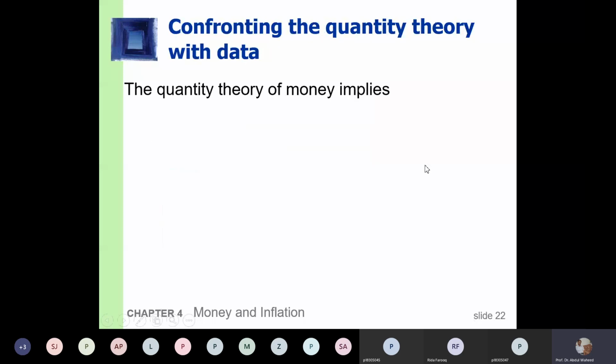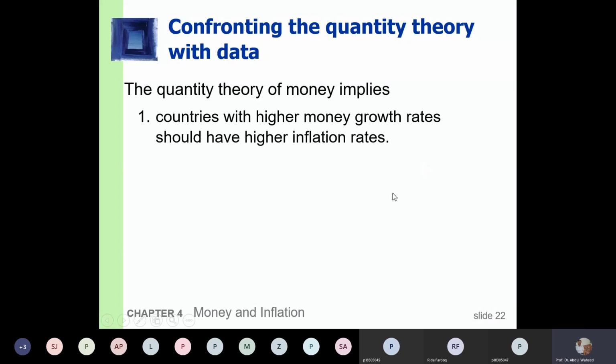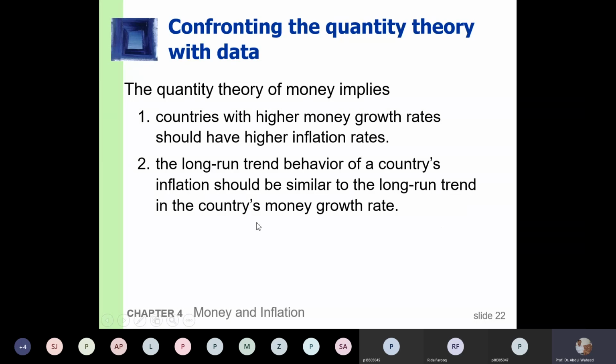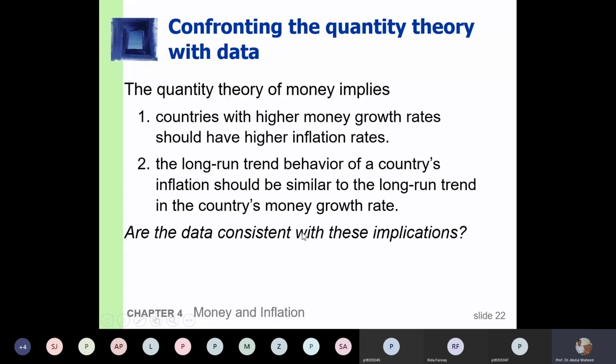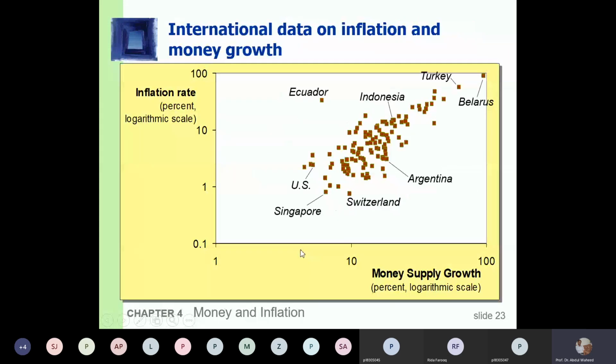So from this quantity theory of money, we can say that countries with a higher money growth rate should have a higher inflation rate, and the long run trend behavior of a country's inflation should be similar to the long run trend behavior of the money growth rate. Then data was collected for money supply growth rate and inflation rate for different economies, and we got this graph.